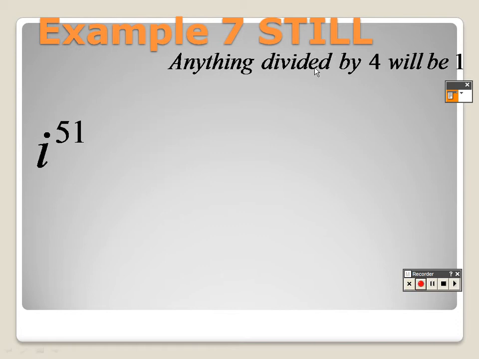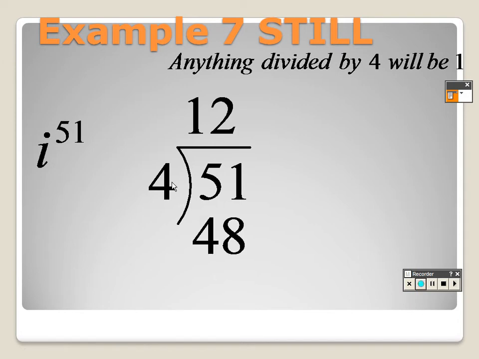The reason why I have this up here is because if you remember, i to the fourth equals 1. So what we're going to try to do is take out groupings of 4s, because i to the 4th power is just 1. So 4 goes into 51 how many whole times? It goes in 12 times because 4 times 12 is 48, and you end up having 3 left over.